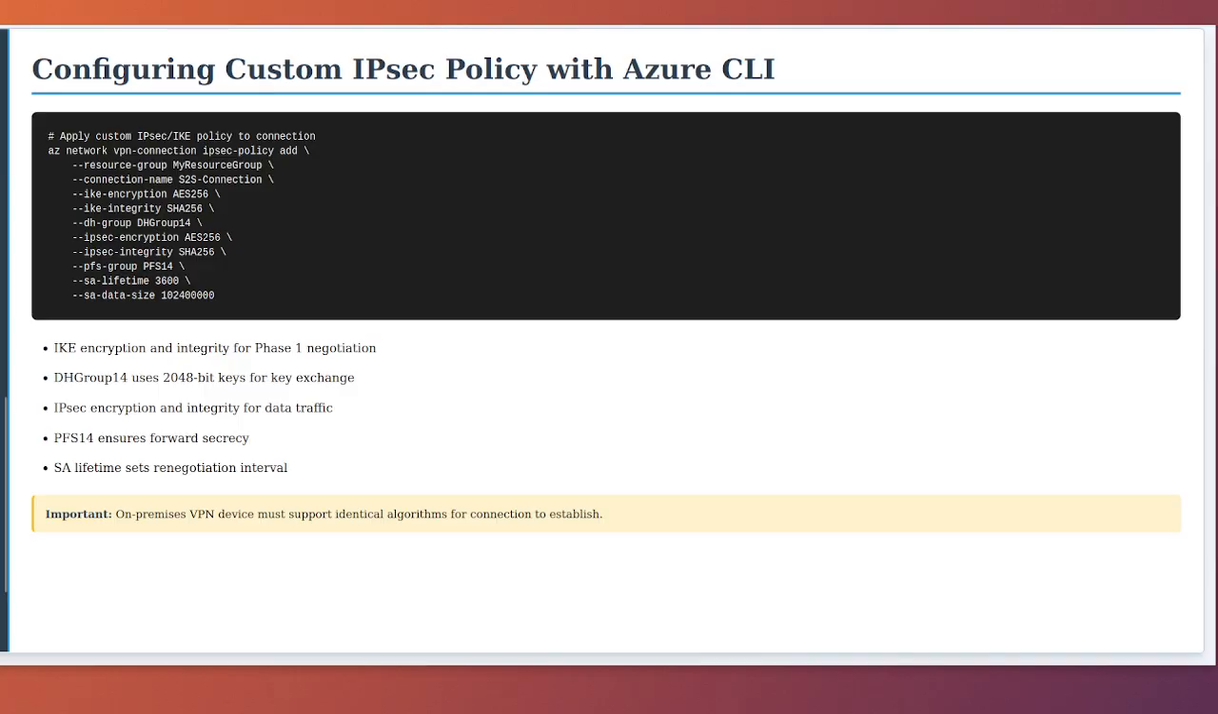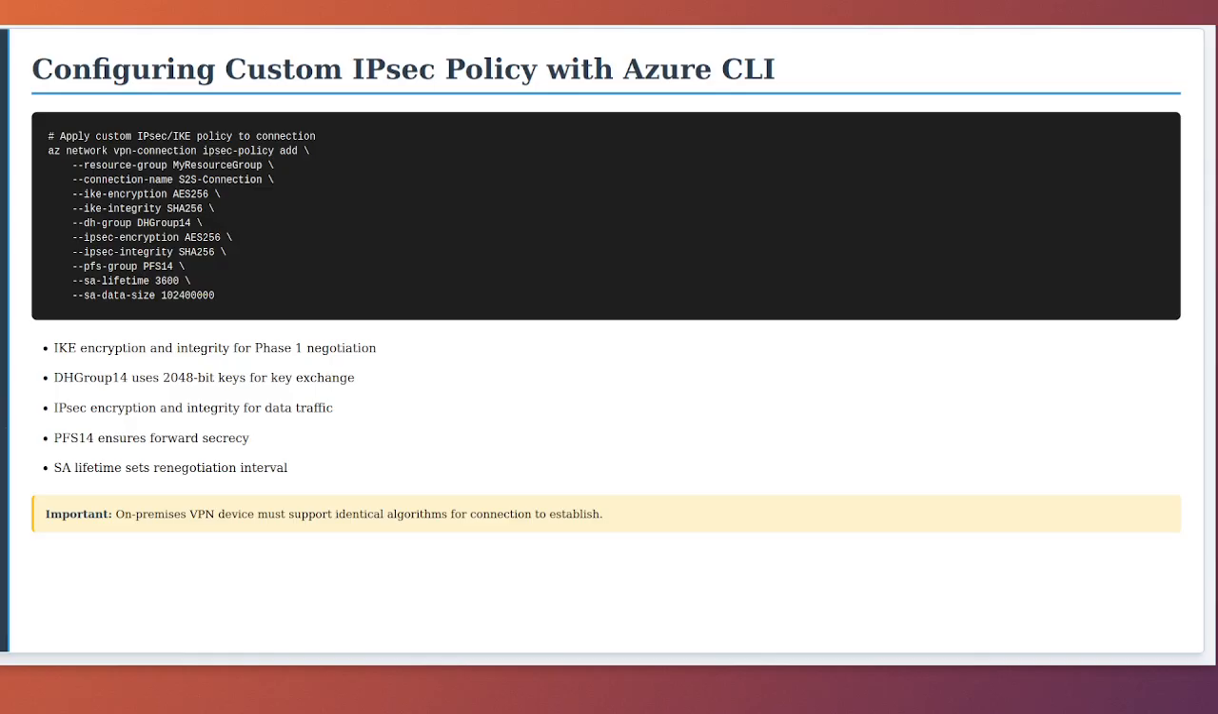The IPsec encryption parameter defines the encryption algorithm for IPsec Phase 2, which encrypts the actual data traffic. Here, it is set to AES-256. All user data flowing through the VPN tunnel will be encrypted using AES with a 256-bit key. The IPsec integrity parameter specifies the integrity algorithm for IPsec, using SHA-256 to ensure data has not been modified. The PFS group parameter configures perfect forward secrecy using PFS-14.